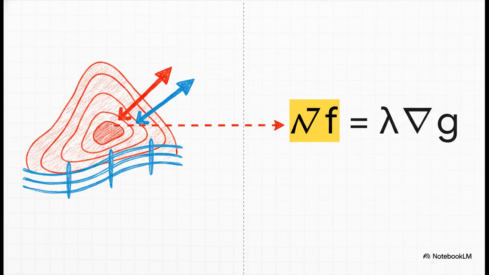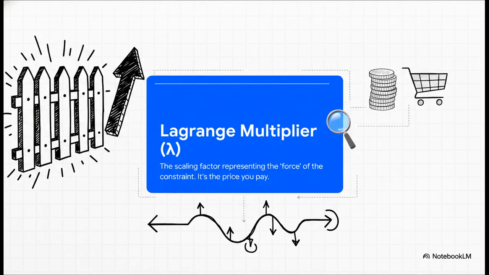That's the fence. They're parallel. They point along the same line. That's it. And that little scaling factor, the Greek letter lambda, that's the star of the show. It's the Lagrange multiplier. You can think of it as the force of the fence. How hard is the constraint pushing back on you? Or even better, think of it as the price you're paying.